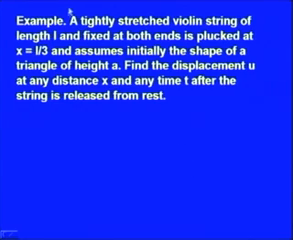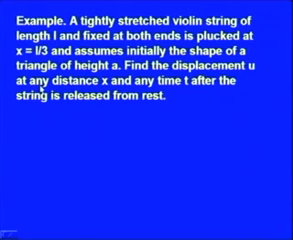Now, let us discuss one more example before we discuss the D'Alembert's solution for the one dimensional wave equation. Here we are considering a tightly stretched violin string of length L, which is fixed at both its ends and is plucked at x equal to L by 3. It assumes initially the shape of a triangle of height A at x equal to L by 3.